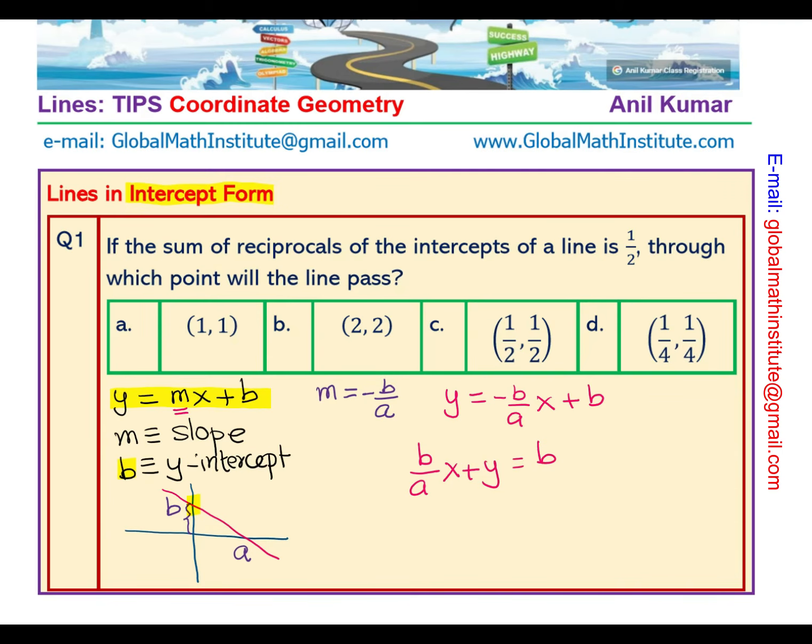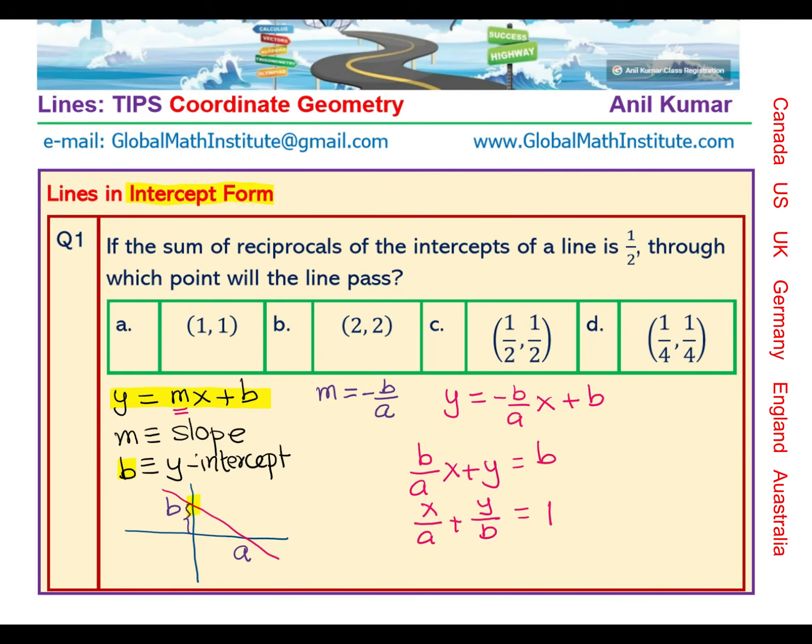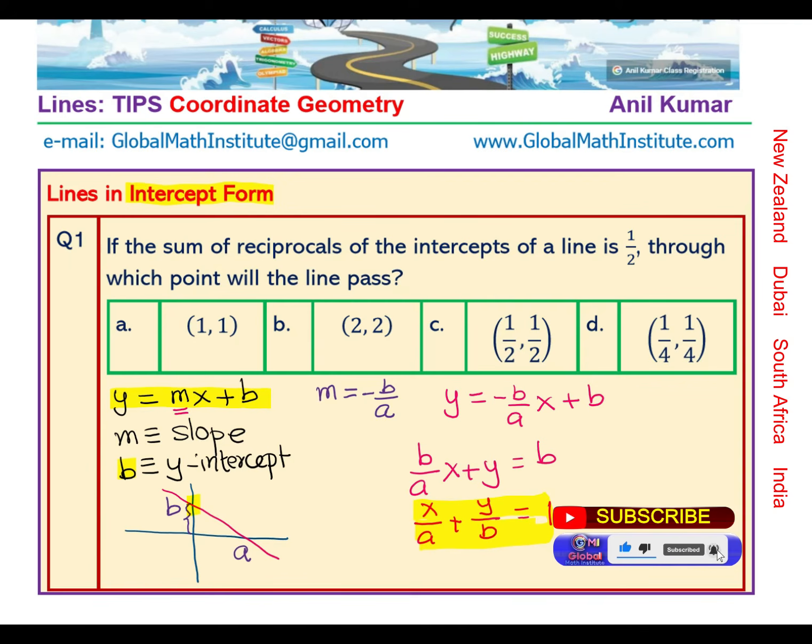Now, how about dividing all the terms by b? So we get x over a plus y over b equals 1. So now you see, we still have the same equation of line, but in a very different form. And this form is called the intercept form of line, right?